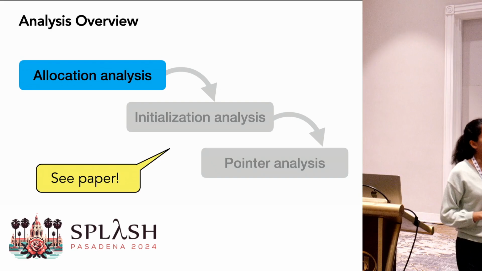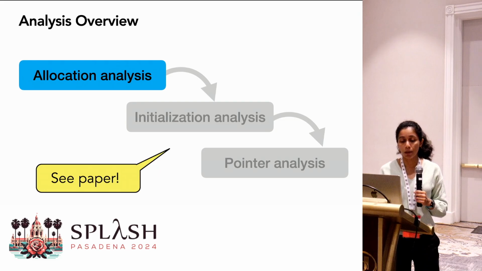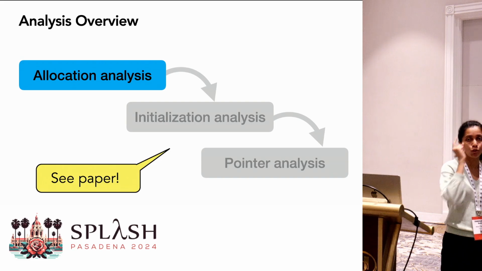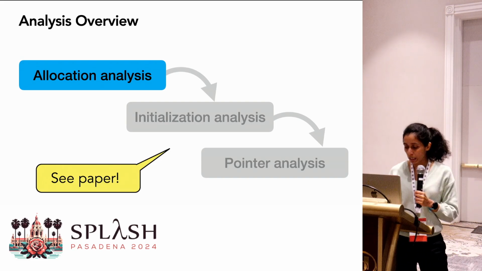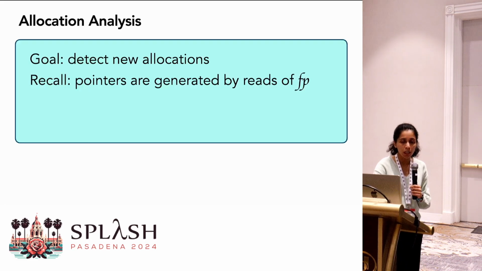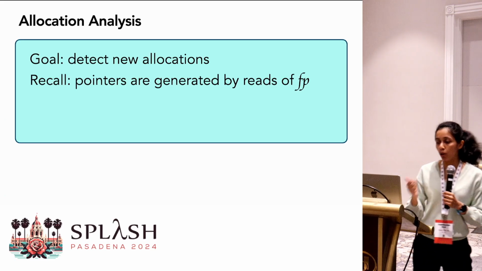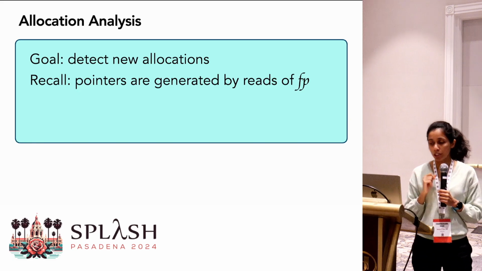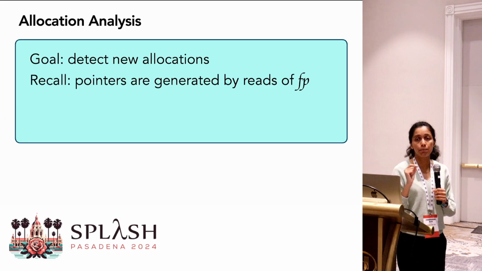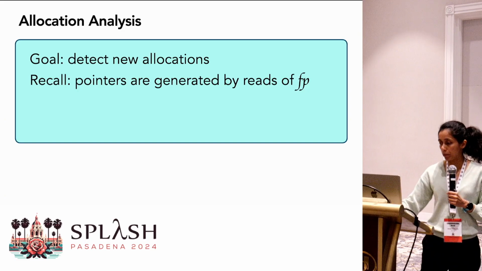For the rest of this talk, I'll mainly focus on the allocation analysis. You can read about the rest of the analysis in the paper. The reason I focus on this one is because if you don't have this, then the rest of the system doesn't work, and it's important to have the allocation analysis first. Okay, so let's remind ourselves what we want to do. The goal here is to detect new allocations. And remember that the only way to get a pointer is by reading the value of the free pointer, which lives in slot 64 in memory.